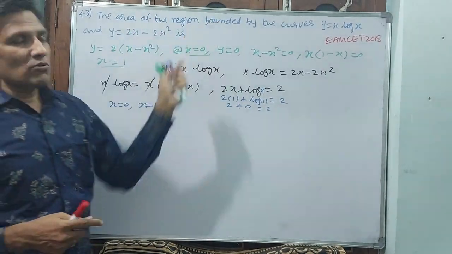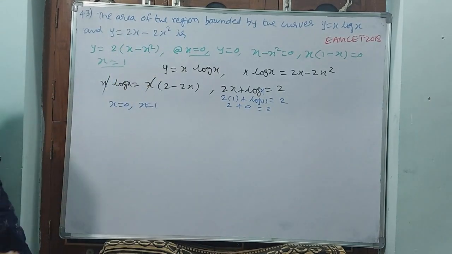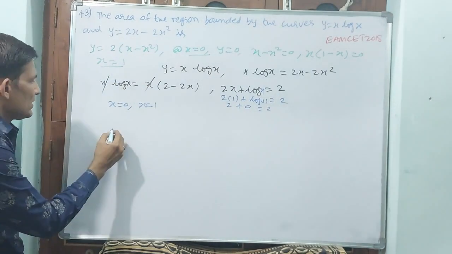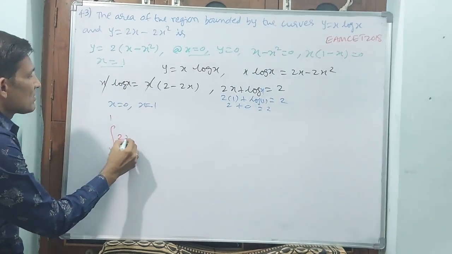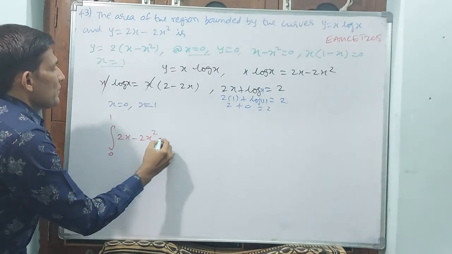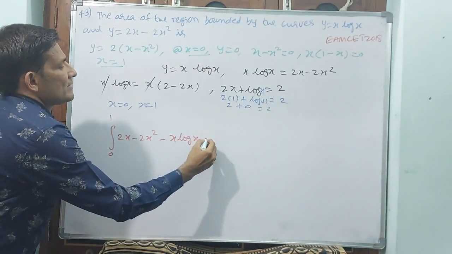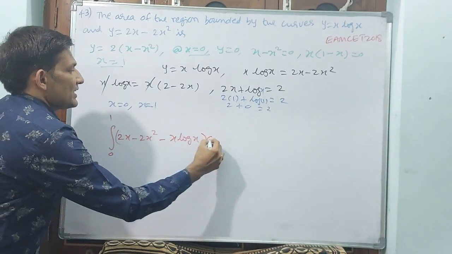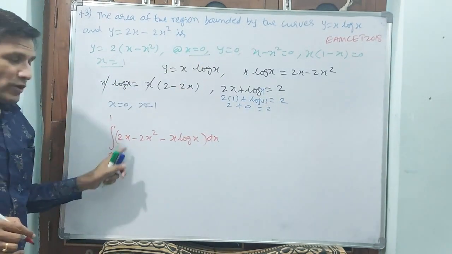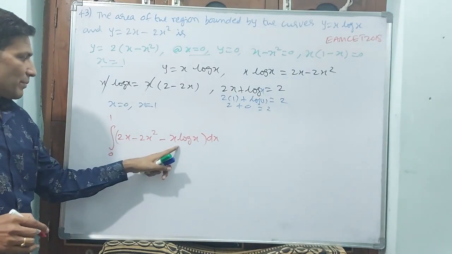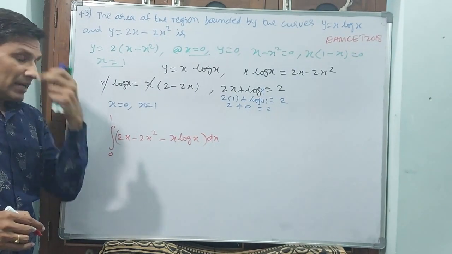Okay, now you proceed. Both curves you have to subtract for integration. Area bounded between the curves. Write down then: integral 0 to 1, 2x minus 2x square minus x log x, dx. But you have to take two integrations here. This integration you have to take separately. Why? This is integration by parts you have to do, or else you are unable to do.